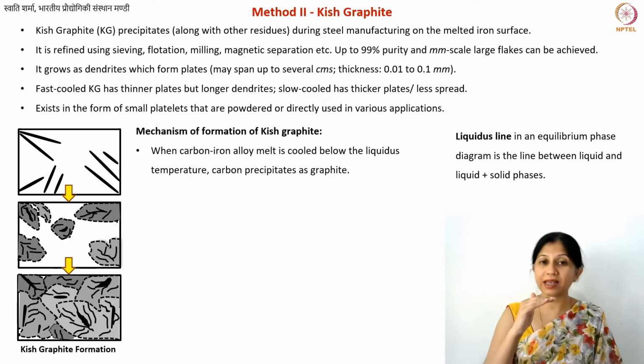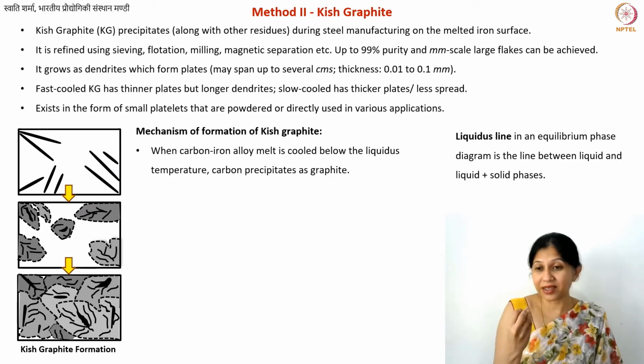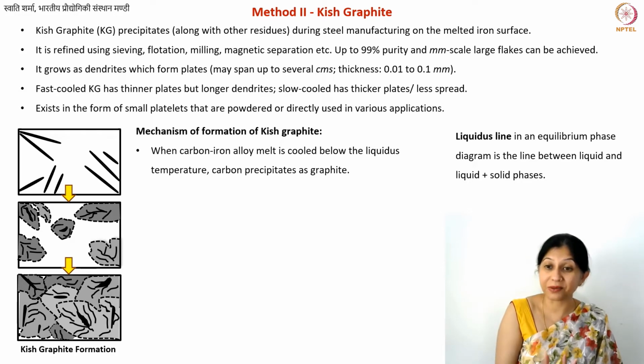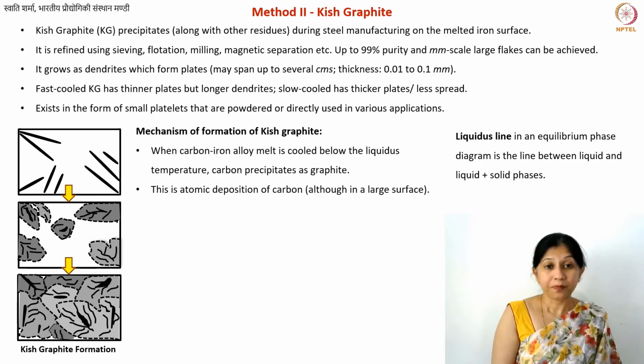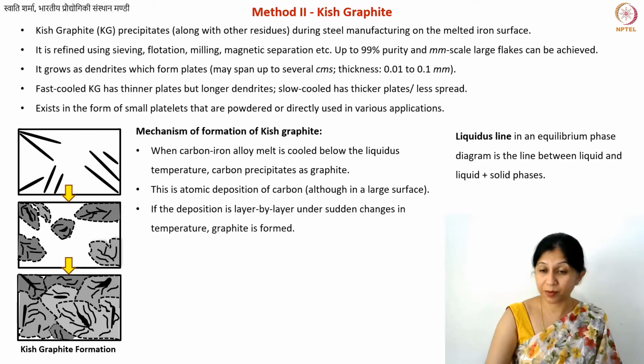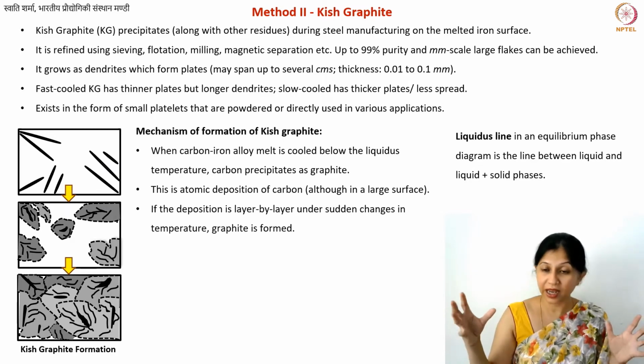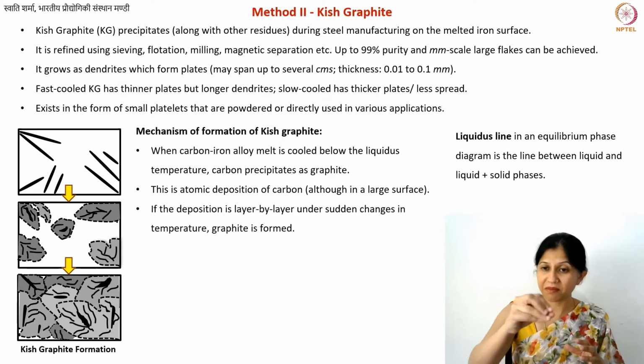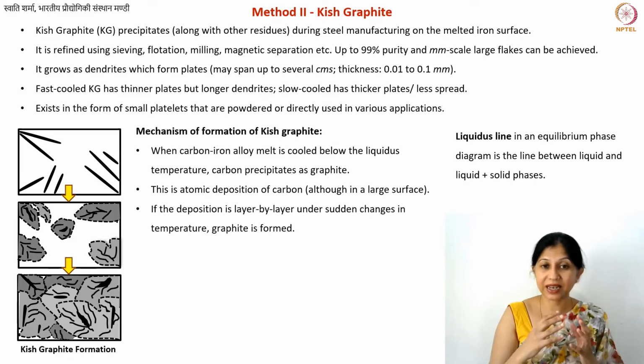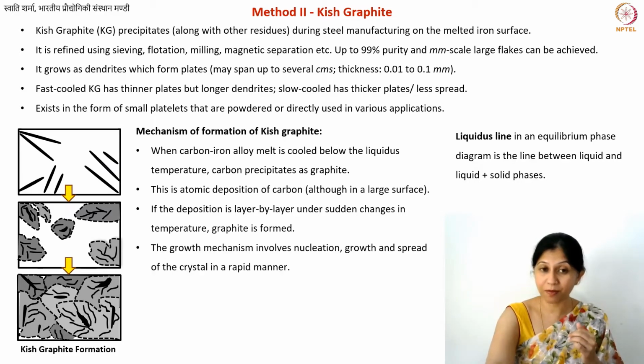So whenever your cooling is done below the liquidus line and the solid particles start to precipitate and coexist with the liquid, that is when you get this graphite flake formation. Yeah, so this is an atomic deposition. Although it is a very large surface, it is a very sudden, atom by atom deposition of carbon. Also this is layer by layer, and since we have these very sudden changes, that is why we get graphite, the most stable form.